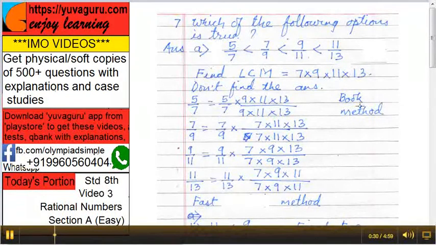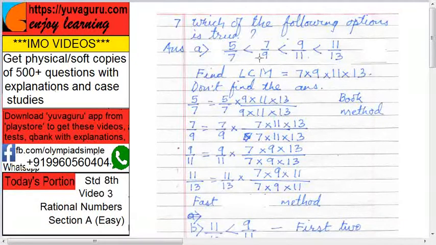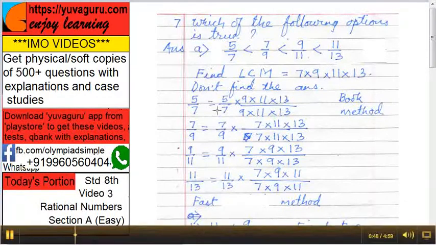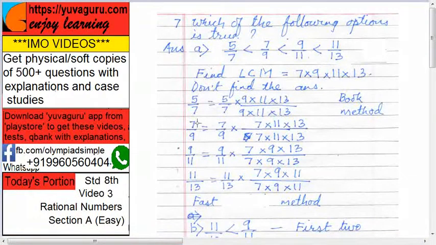Now first I'll show you the book method, what the book does. The book method is to take the LCM of all of these denominators, 7, 9, 11, 13. Then find the answer. I would suggest don't find the answer, just keep the multiplication as it is. Then convert each fraction into that LCM. Means 5 by 7, multiply the numerator and denominator by the remaining numbers. Similarly for 7 by 9, 9 by 11, 11 by 13. In fact, you will have to find the answers in that case. Then compare, as the denominators would be the same, compare each numerator with each other.